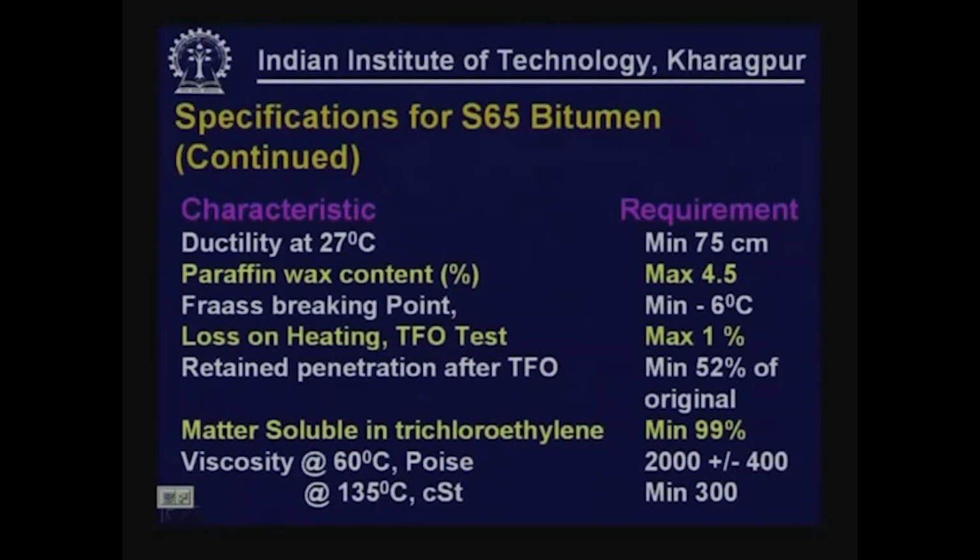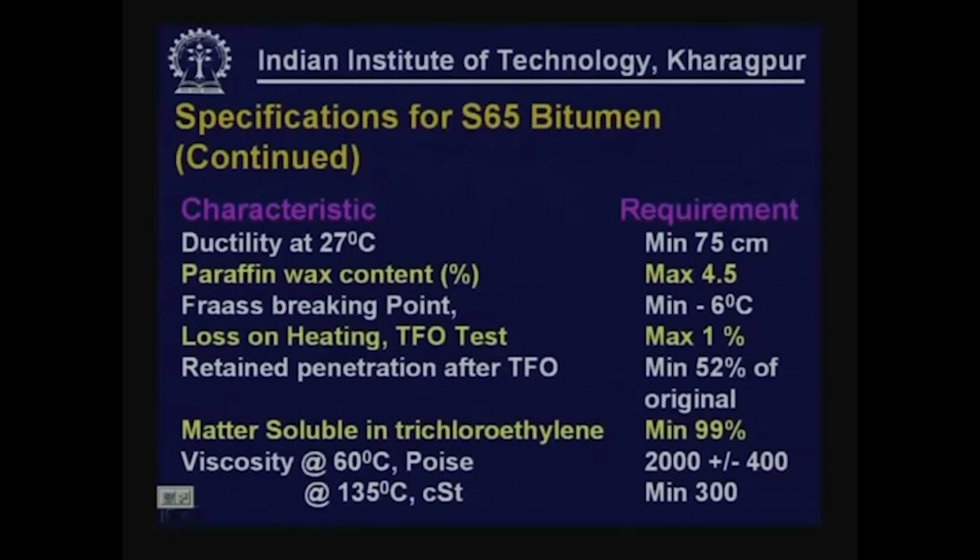Loss on heating: after we put the bitumen in the TFO apparatus, the loss of mass, which obviously is the loss of volatile matter, should not be more than 1%. The retained penetration, this is the ratio of penetration obtained after the TFO test of the binder compared to the penetration of the original binder, should be a minimum of 52% for S65 binder.